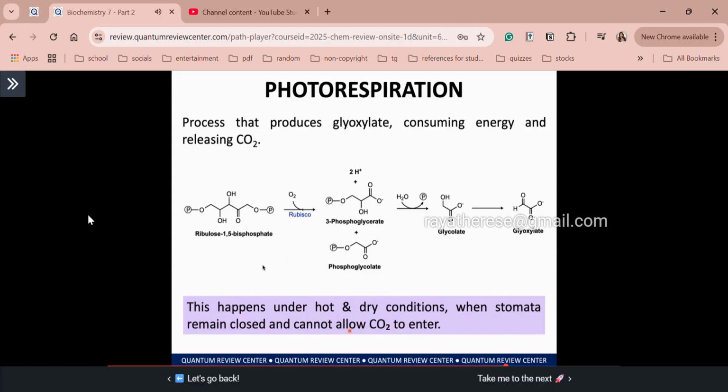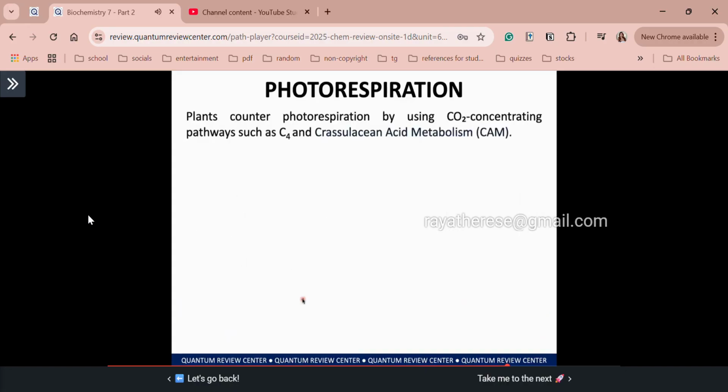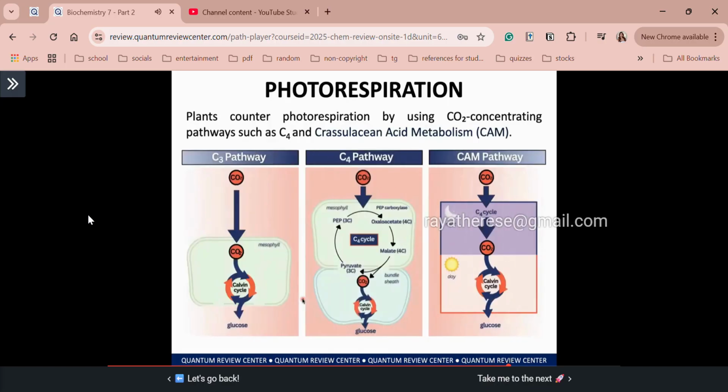Now, of course, our plant organisms are very brainy. They can actually counter your photorespiration by evolving, right? So here they use carbon dioxide concentrating pathways. Here, we have C4 photosynthesis and crassulacean acid metabolism or CAM. So here, class, is the comparison of our original C3 pathway, C4, and CAM pathway.